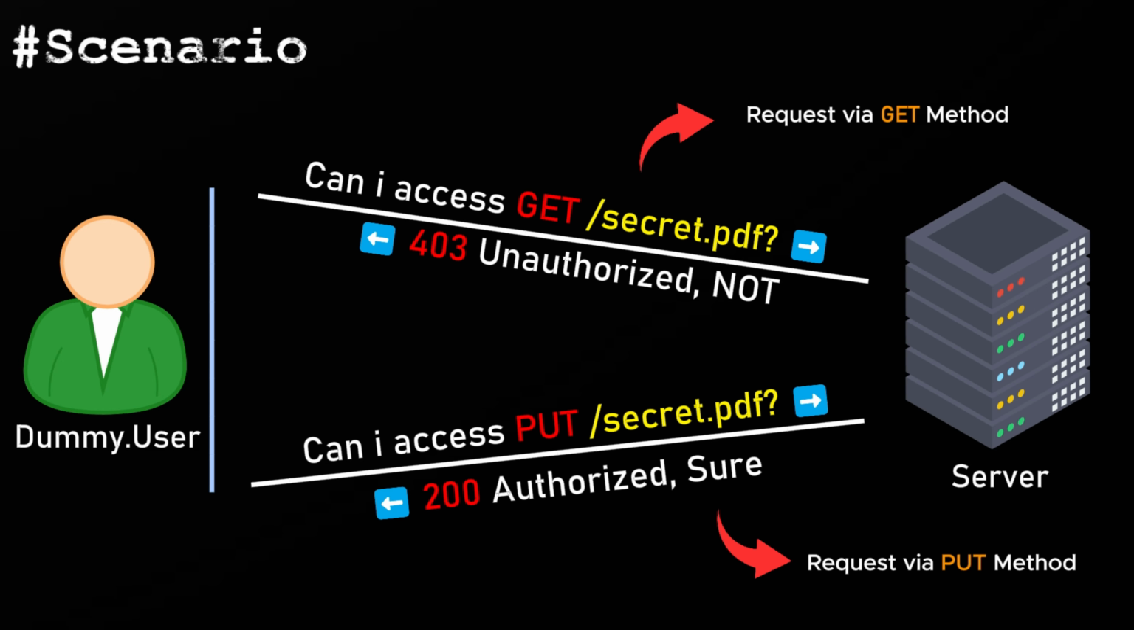Here you can see that when a user is using GET as the HTTP method, he is not getting that document and the server is rejecting him and giving him a 403 unauthorized access. But when the same user changes the GET method to the PUT method, the server gives access to the document. This is a clear example of HTTP verb tampering.